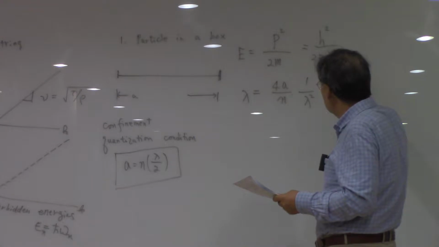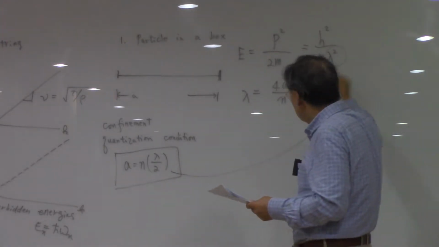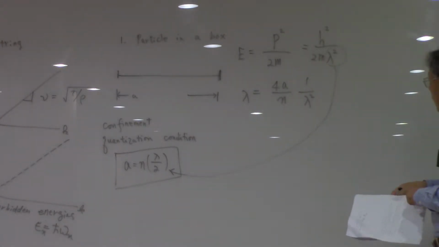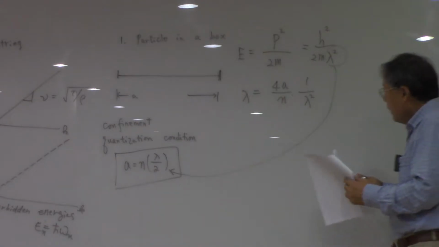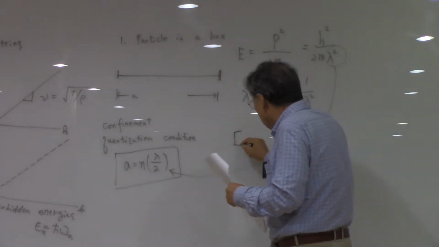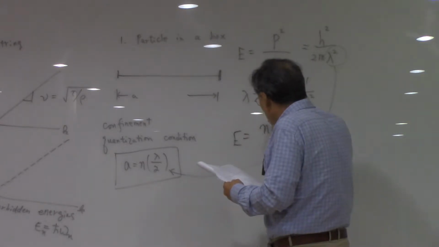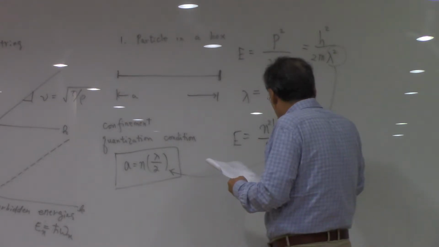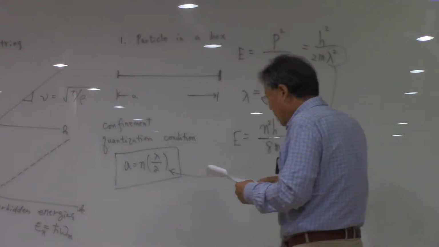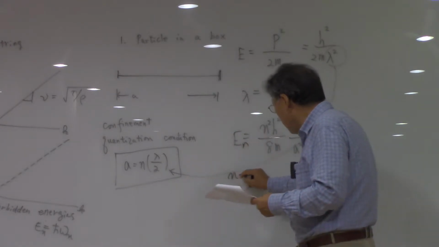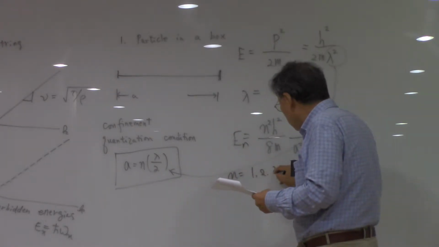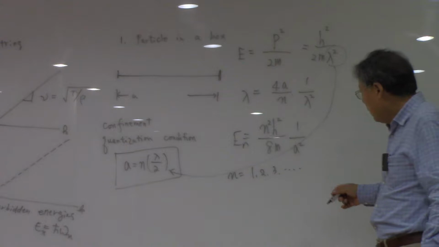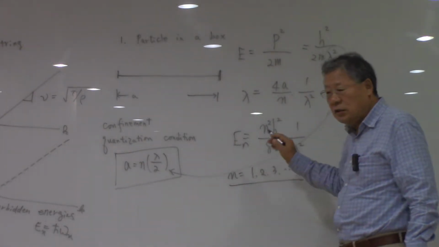We put this lambda of this confinement condition, insert it into this, then we end up with lambda values. Then we put that into the energy. Now energy is going to be h squared over 8m a squared times n squared. All right. Since this n is going to be 1, 2, 3 integers, not fractions, the energy is not continuous at all.